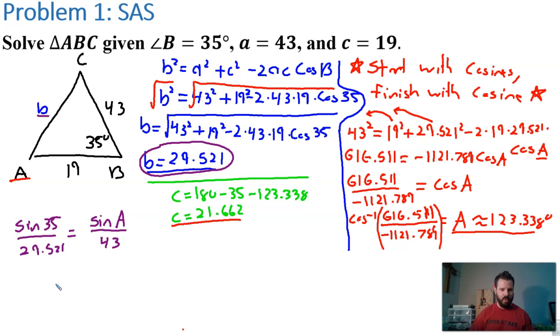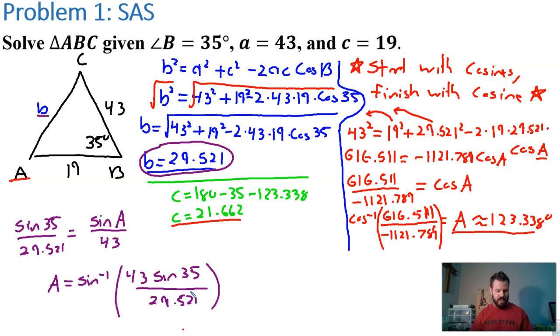It's not gonna though. If I multiply both sides of this equation by 43 and take the sine inverse, that's gonna leave me with A is equal to sine inverse of 43 sine 35 over 29.521. When I plug that in, I end up with A equal to 56.664. So something different than I got here.